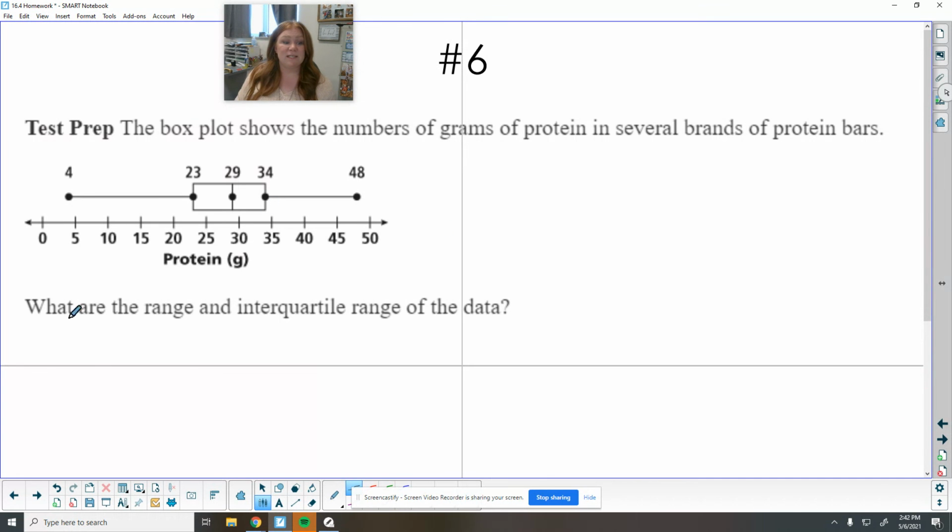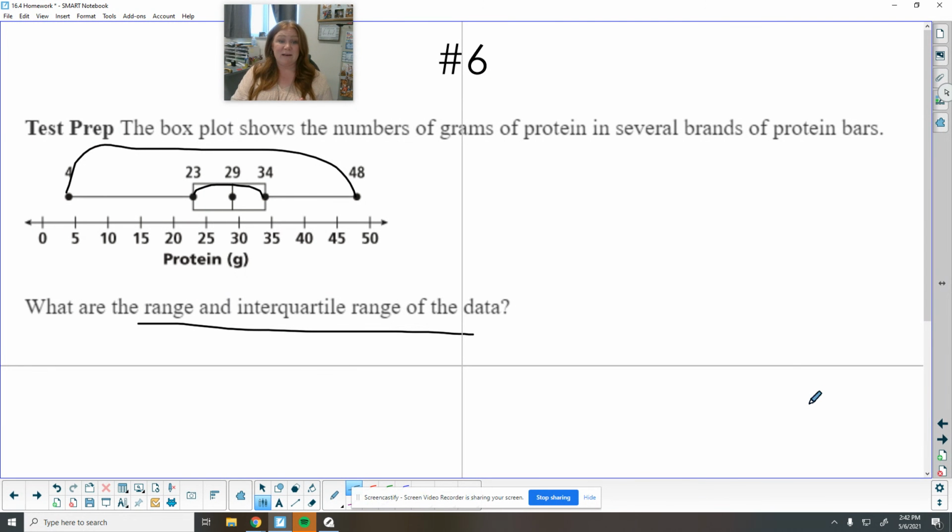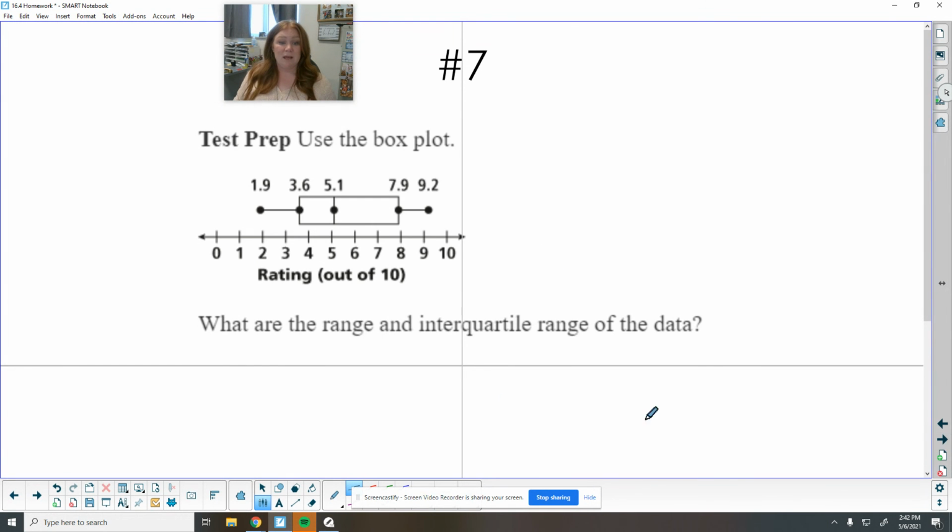Number 6 wants us to know what is the range and interquartile range for these grams of protein bars. So the range is big minus little. Interquartile range is Q3 minus Q1. So we always want to do big minus little. Even though these are listed first, we want to go backwards to give ourselves a positive number there. Okay, what are the range and interquartile range? So again, big minus little, don't forget to line your decimals up, and Q3 minus Q1, and borrow if you need to.